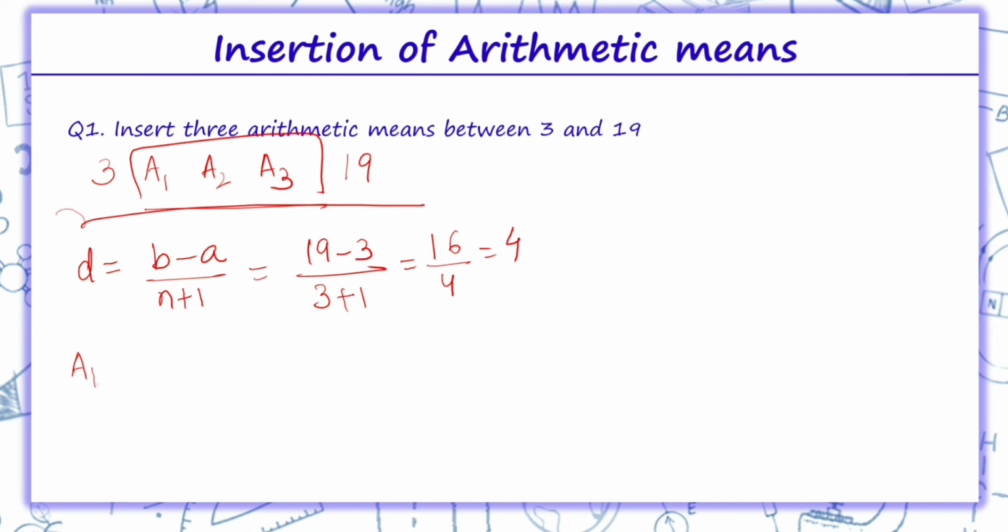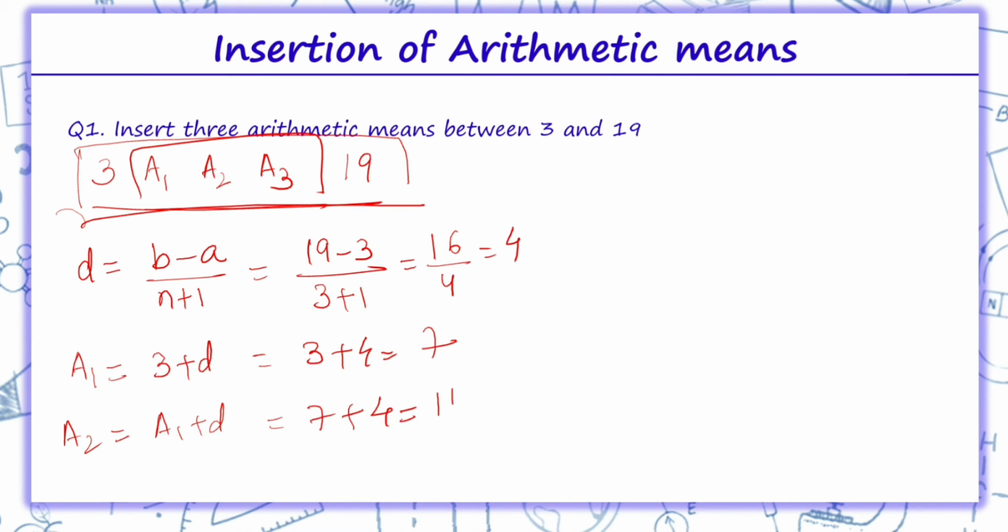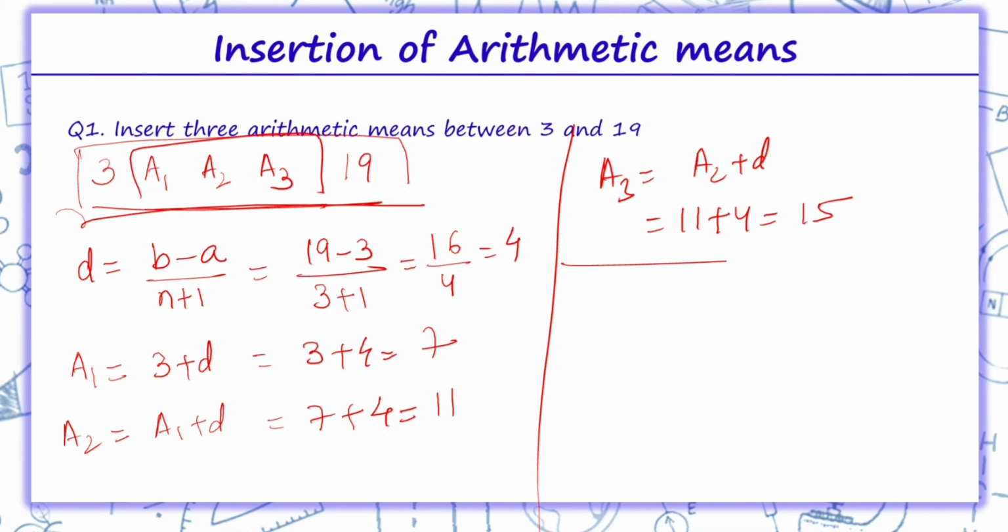Now to find out the value of a1, because all these terms are in AP, a1 will be 3 plus d, which is 3 plus 4, which is 7. Similarly, a2 will be a1 plus d. a1 is 7, 7 plus 4, which is 11. a3 will be a2 plus d, which is 11 plus 4, that is 15. So this is how we can find out the arithmetic means between two numbers.